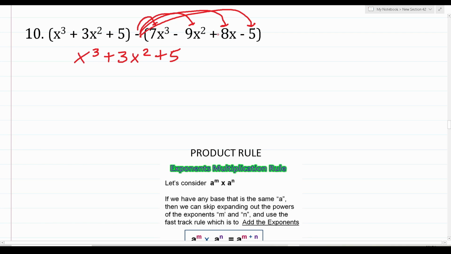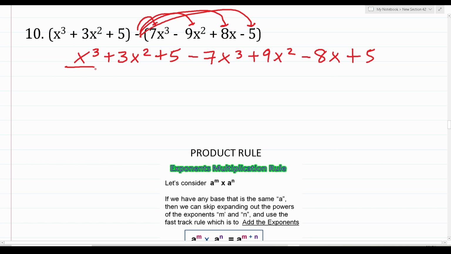And at the same time that we're distributing that negative, we're going to be able to drop our second set of parentheses. So this becomes negative times positive 7x to the third, which is going to be negative 7x to the third. Negative times a negative is going to be a positive, so this is plus 9x squared. Negative times a positive is going to be a negative, so this is minus 8x. And then a negative times a negative is a positive, so this is plus 5. Let's go ahead and carefully combine our like terms here.